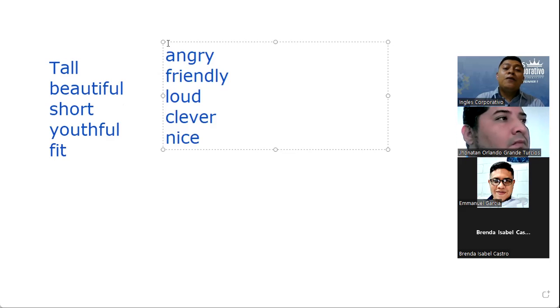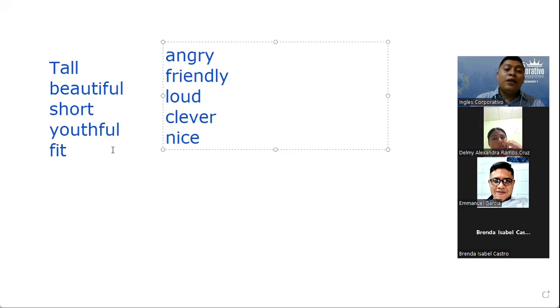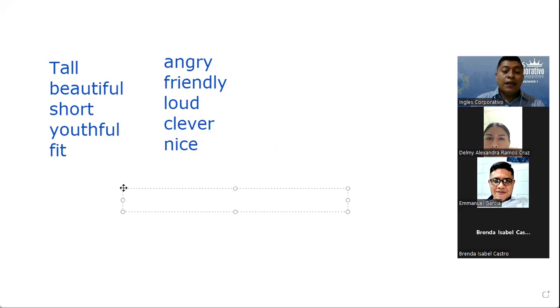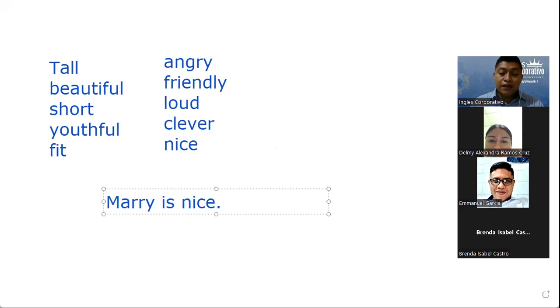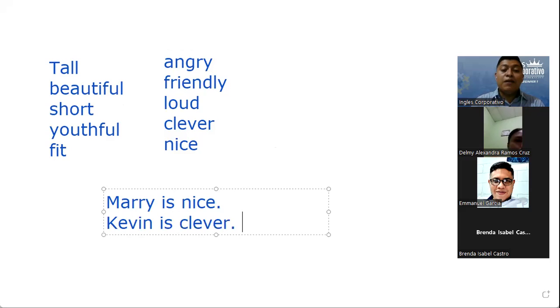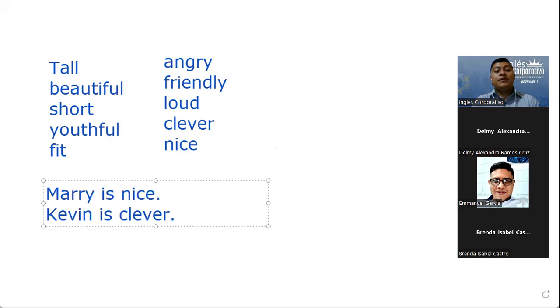Okay, and to describe people, we need to use the verb to be. Let's see an example, and we say, Mary is nice. So it's kind of easy. Mary is nice. Let's see, Kevin is clever. Kevin is clever, so we use the verb to be to make sentences for describing people. Mary is nice, Kevin is clever.